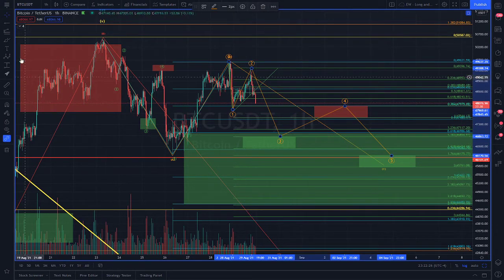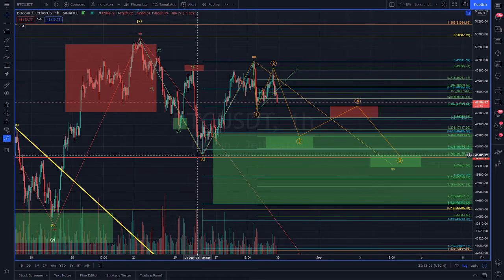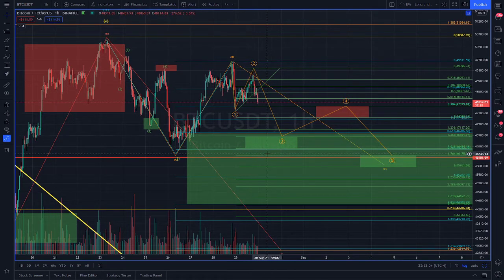I am still sitting on about 40% cash here, and I'll be looking to get some spot longs again, or spot buys on Bitcoin back in this area around 46K or down slightly below 46K after this little dead cat bounce happens. But I'll certainly be filling up here if we spike down into this area on this third wave. I'll be buying some, not all.